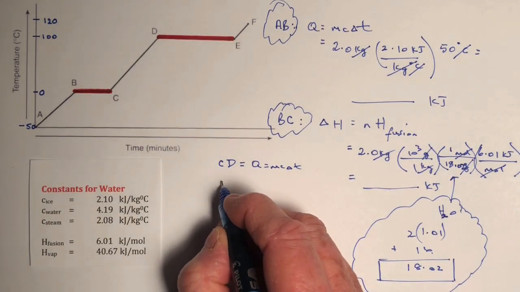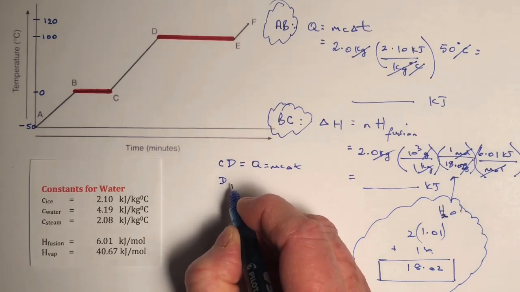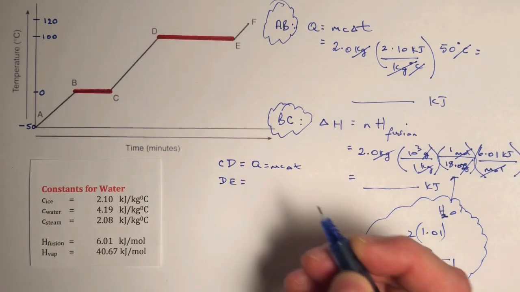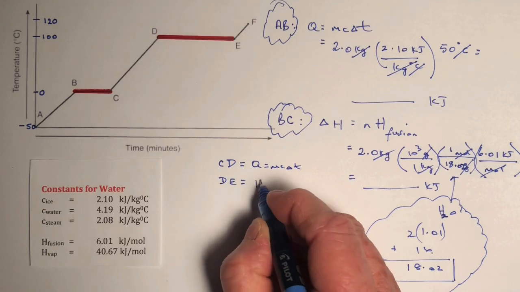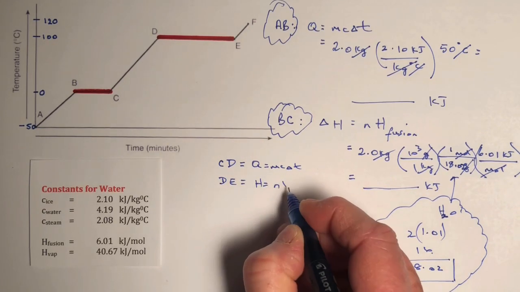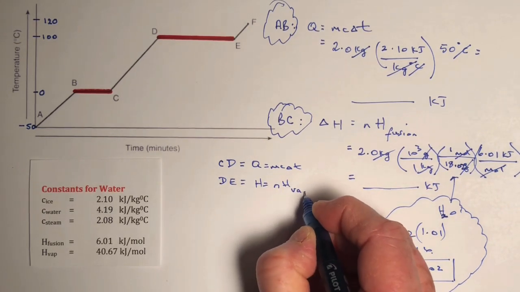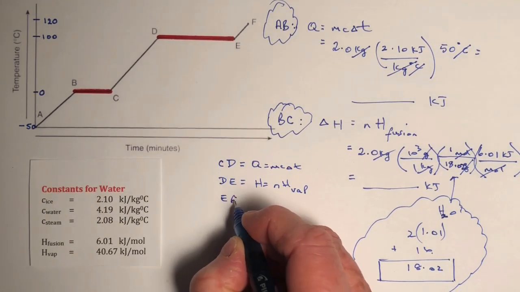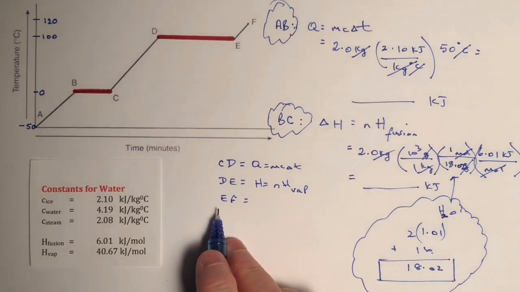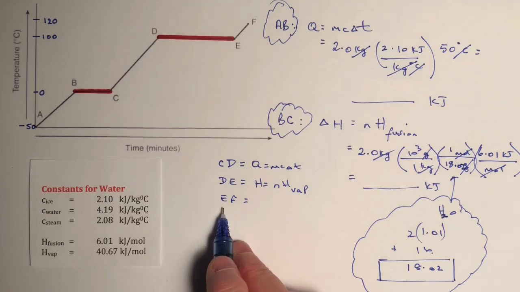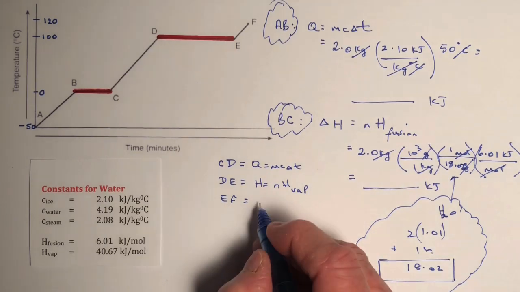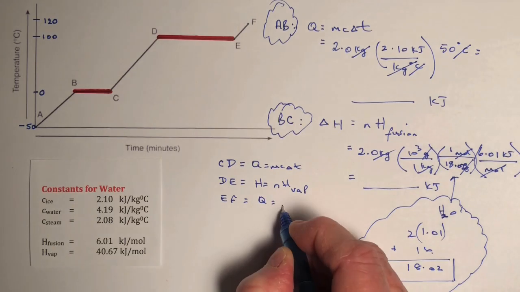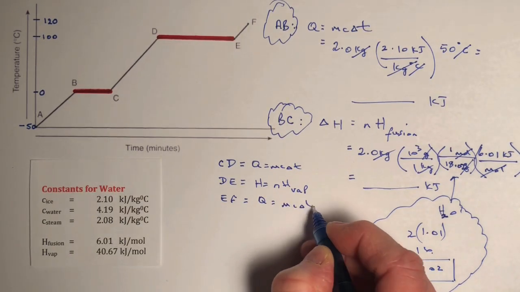Then you're going to work out the amount of energy involved in actually vaporizing the water. This is going to be ΔH = nΔH, but it's for vaporization. And then the last but not least portion of this is to work out the total amount of energy involved in the heating up of the steam. And again, that's going to be Q = MCΔT as well.